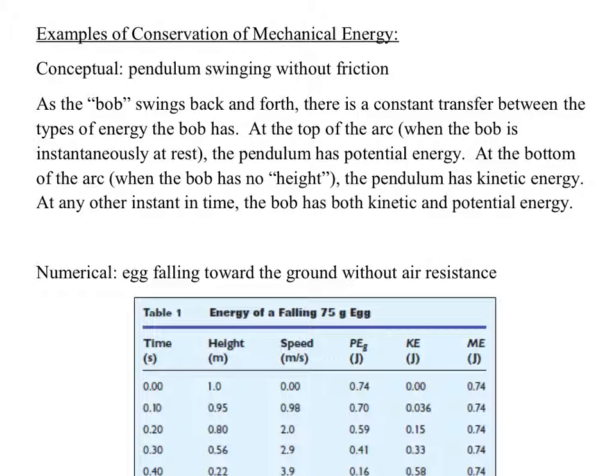Remember, kinetic energy is 1/2 mv squared. M is mass, that's not changing no matter where you are. Velocity has to go down if the kinetic energy at the bottom is less.